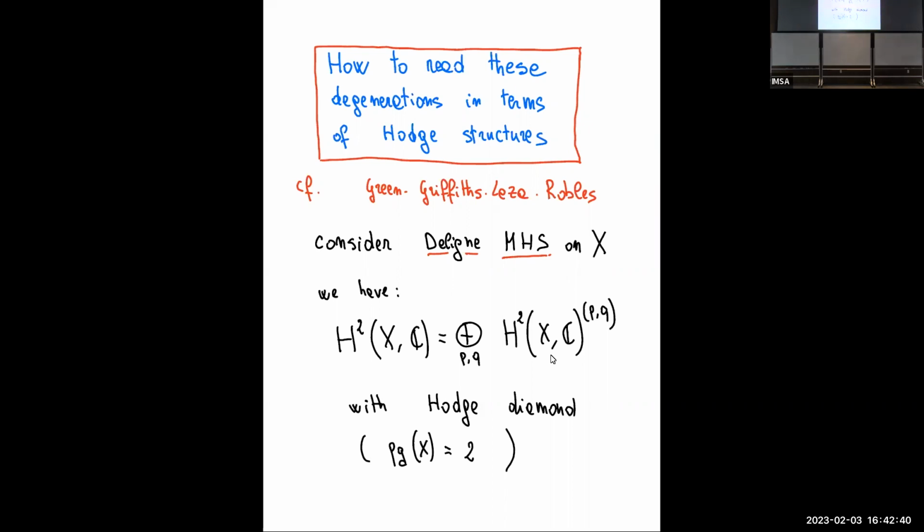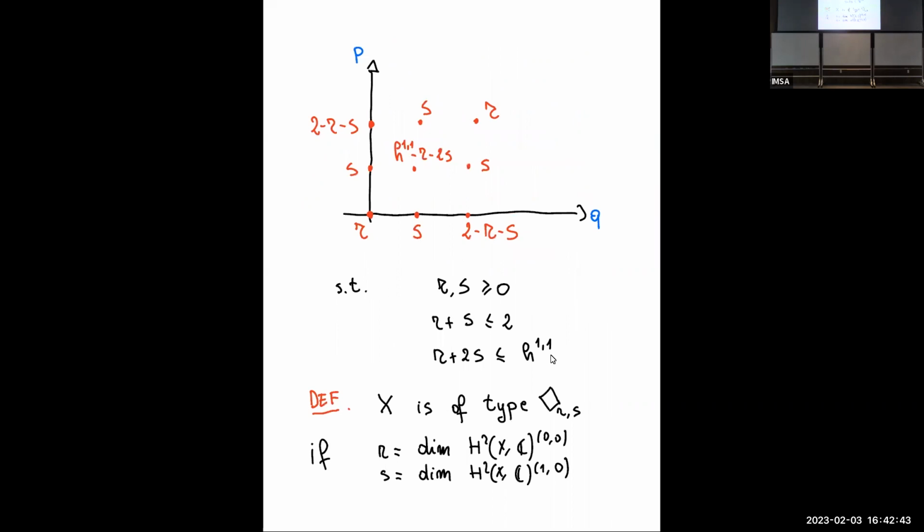So we have our mixed Hodge structure, and our point of view, as was explained to us by Colleen Robles, explaining the work of Green, Griffiths, Laza, Robles on the Hodge theoretical aspect of such surfaces, is the concept of mixed Hodge structure of type (r,s), of diamond (r,s), which means that the number r is the dimension of H2(X,C) in degree (0,0), and s is the dimension of H2(X,C) in degree (1,0). Okay, so this is the diamond, it is rotated.